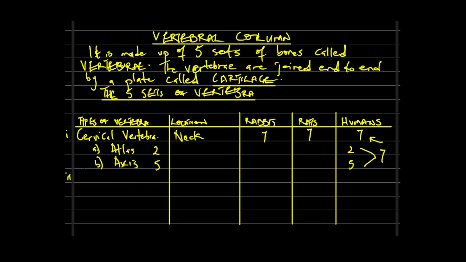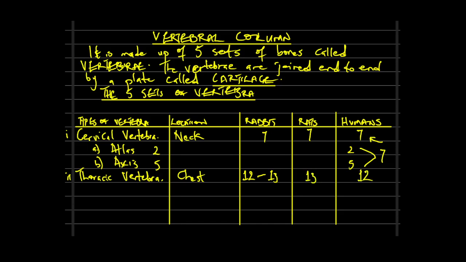And then we have the second one called the thoracic vertebrae. Now this thoracic vertebrae is found in the chest region, and in the rabbits we have it to be a total of let's say between 12 and 13 bones. The number of vertebrae for the thoracic region of the rabbits is about 12 to 13. In the rats, it is a total of 13. And in humans, it is a total of 12.